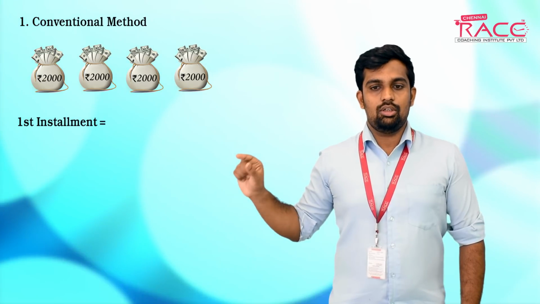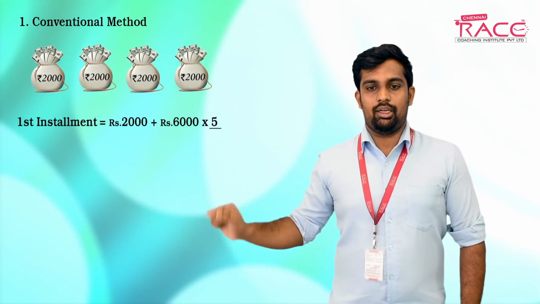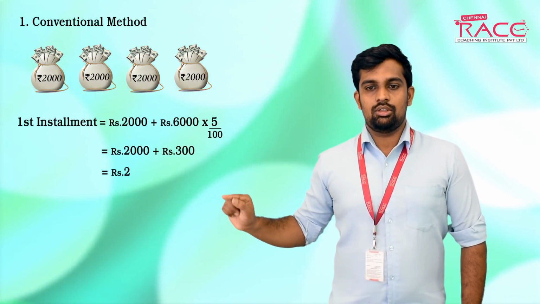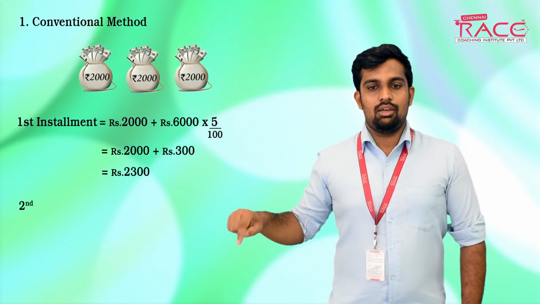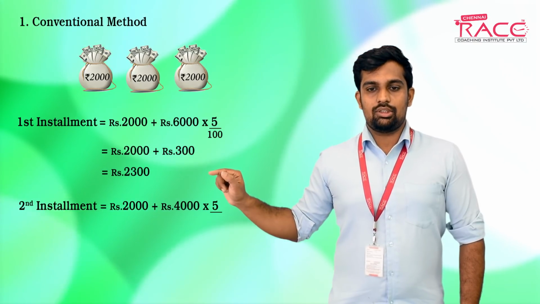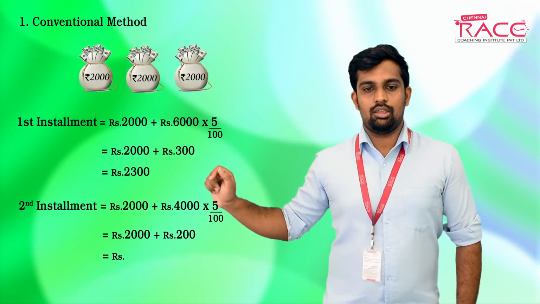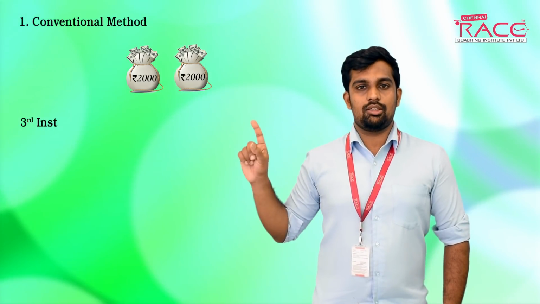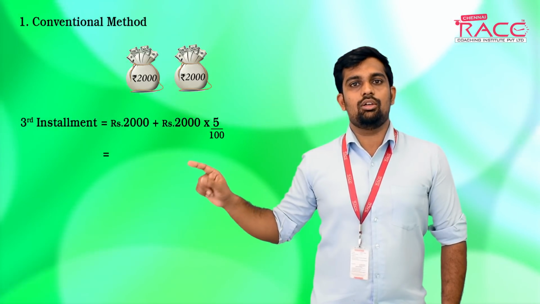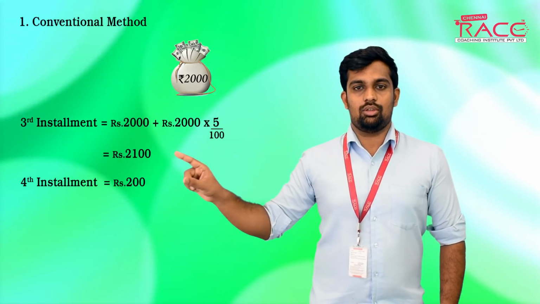That is equal to 2000 plus 6000 into 5 divided by 100, which is equal to 2000 plus 300, which is equal to 2300. Similarly, for the second installment, rupees 2000 plus 4000 into 5 divided by 100, which is equal to 2200. And third installment, rupees 2000 plus 2000 into 5 by 100, which is equal to rupees 2100. For the fourth installment, only rupees 2000.